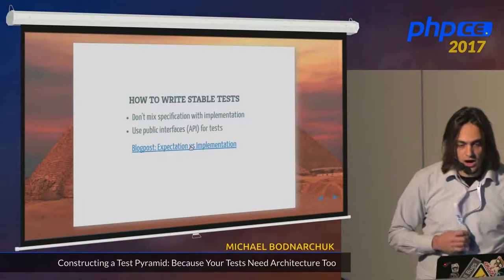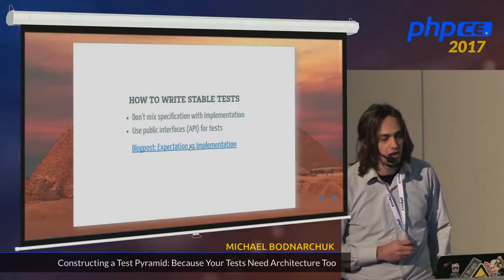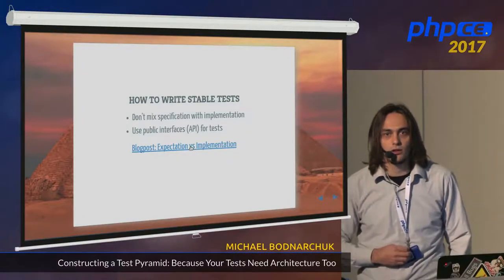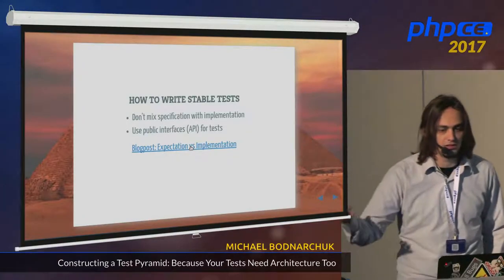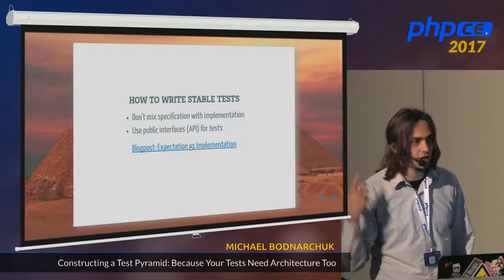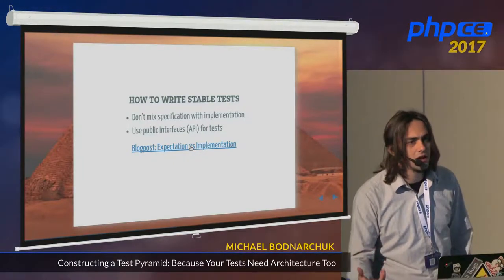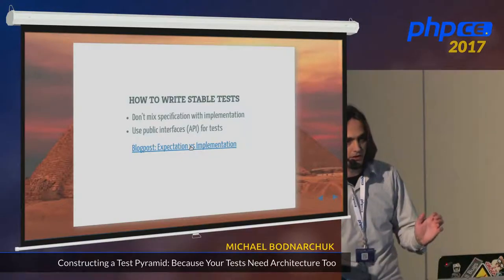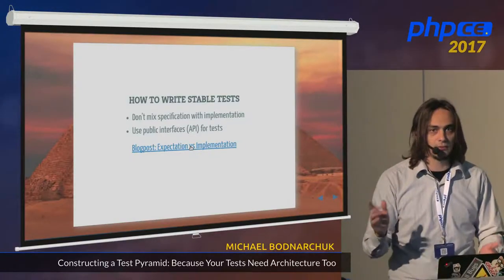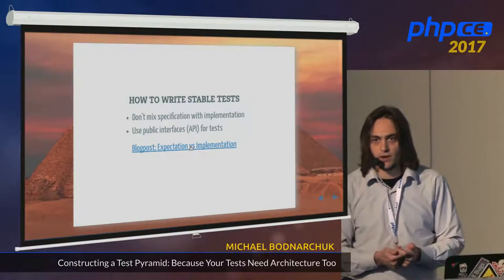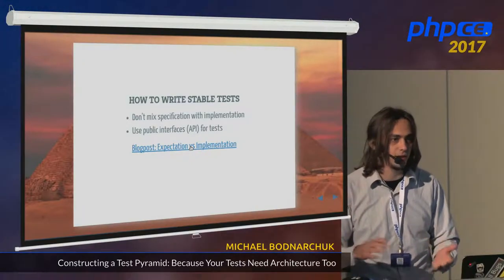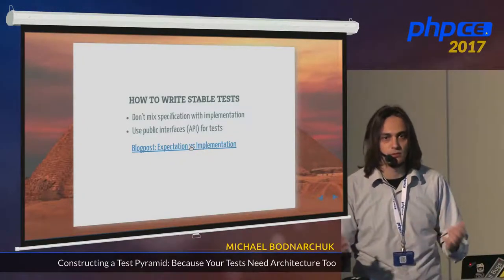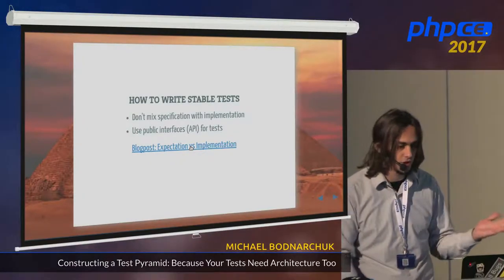Okay, so how to write stable tests? First, don't tell how to do things, tell what you expect to be done. And use interfaces in your tests. By interfaces, I do not mean the word interface of PHP. Interfaces in terms of PHP are a pretty stable part, because if you extract some logic and make it an interface, it's probably replaceable, it's probably stable, and it will survive for long.